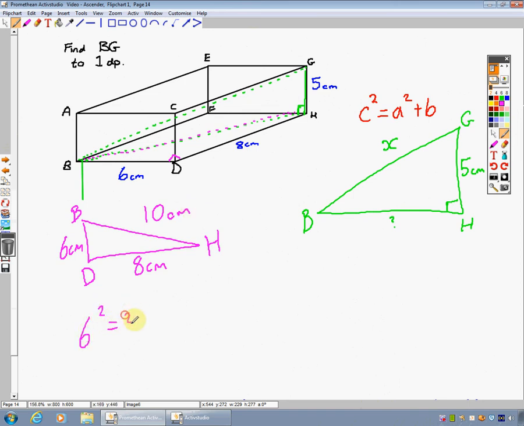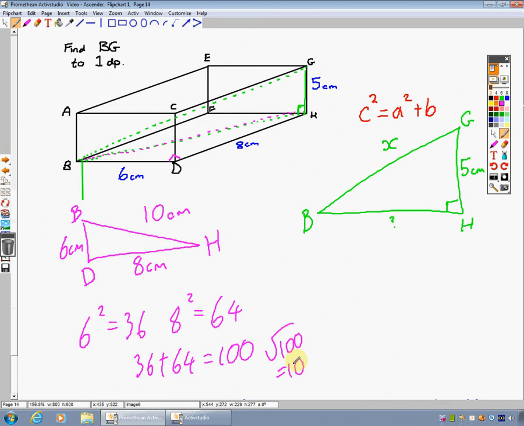Great, so I now have my B to H. I know that that is 10 centimeters. Boom, that comes along here, and I'm on my final side now. I can now find out what X equals. X squared is going to equal my B to H, 10 centimeters squared, plus my G to H squared, 5 squared. So it's going to be 100 plus 25, which equals 125. That's going to be my X squared.